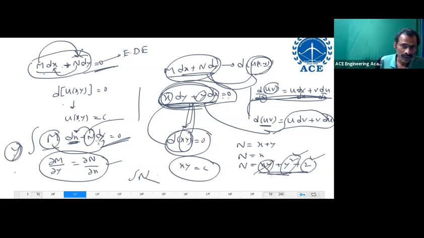After variable separable, next important is exact, and the next simple method is also exact. So out of 6 methods, 1, 3, 5 are very, very important. Out of 3 important, first one is most important, because most of the questions from first order first degree are on variable separable, and that method is very simple. Let us go to the next page.